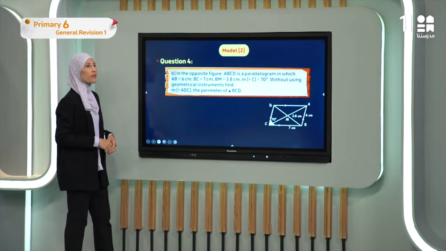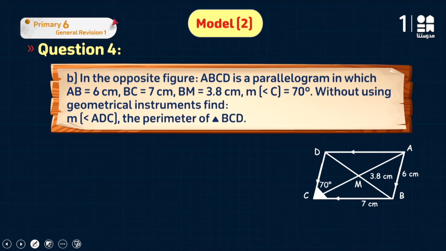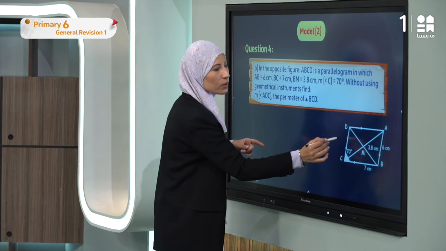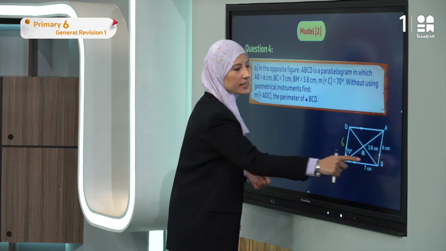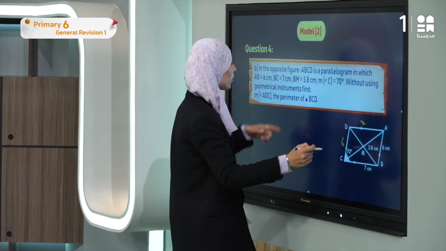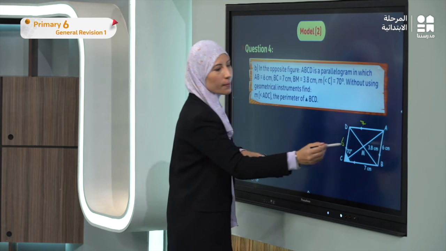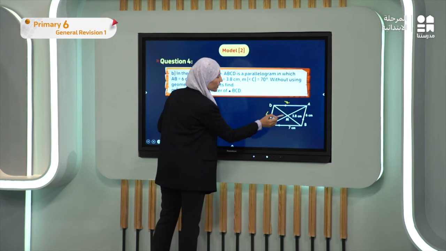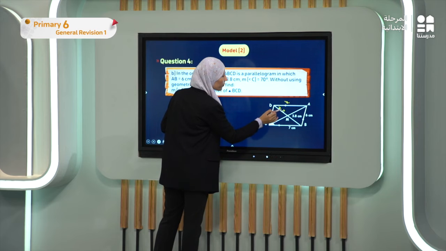Example number 4, I have here a parallelogram. In the opposite figure, ABCD is a parallelogram in which AB equals 6 centimeters, BC equals 7 centimeters, BM equals 3.8 centimeters. Be careful, this is AB, so right away DC equals 6 centimeters. I have CB equals 7, so DA equals 7 centimeters. I have here BM. This line equals 3.8.